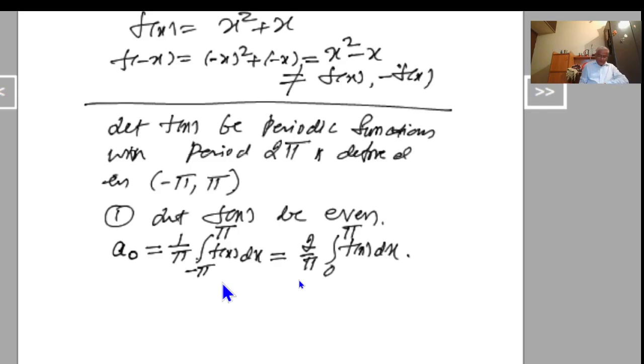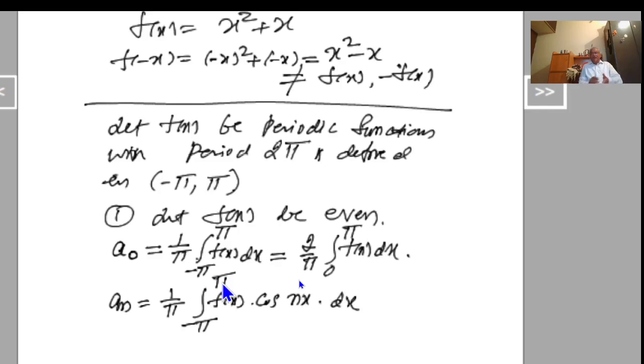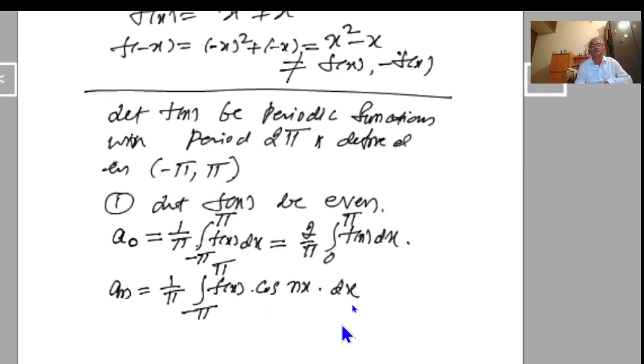And what is an? An is equal to 1 by L into the integral from a to a plus 2L, where a equals minus pi here, so a plus 2L becomes pi, of f of x into cos of nx dx. Here L equals pi, therefore this becomes just cos of nx.